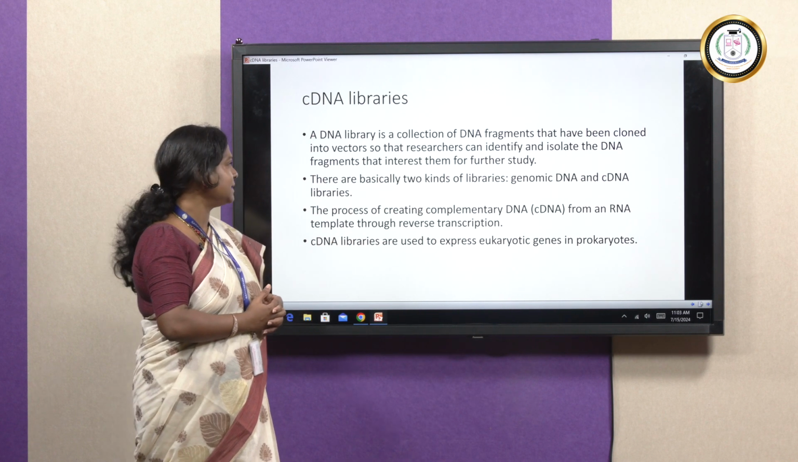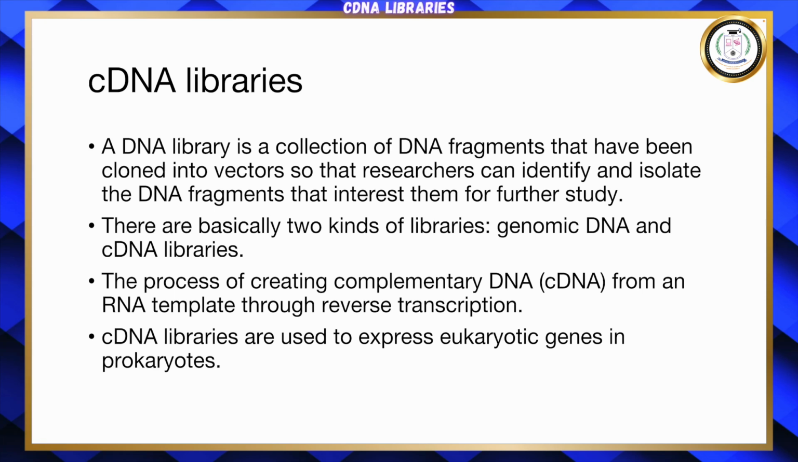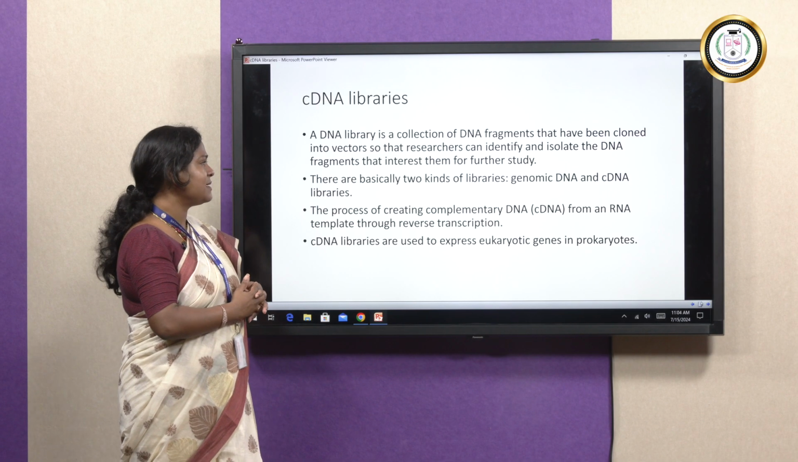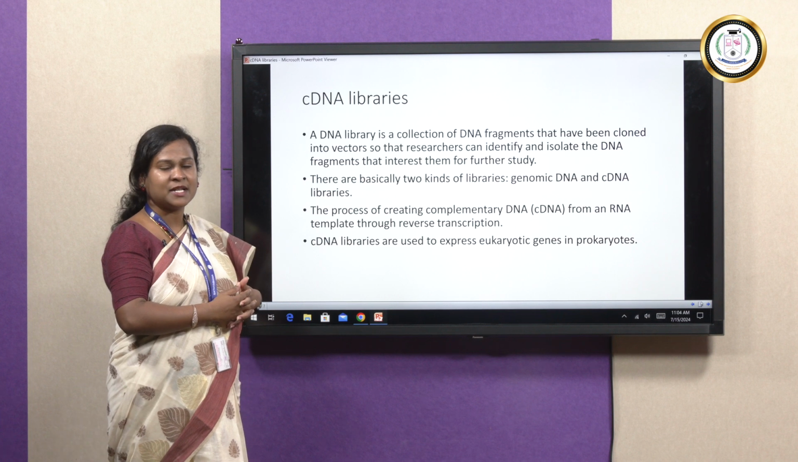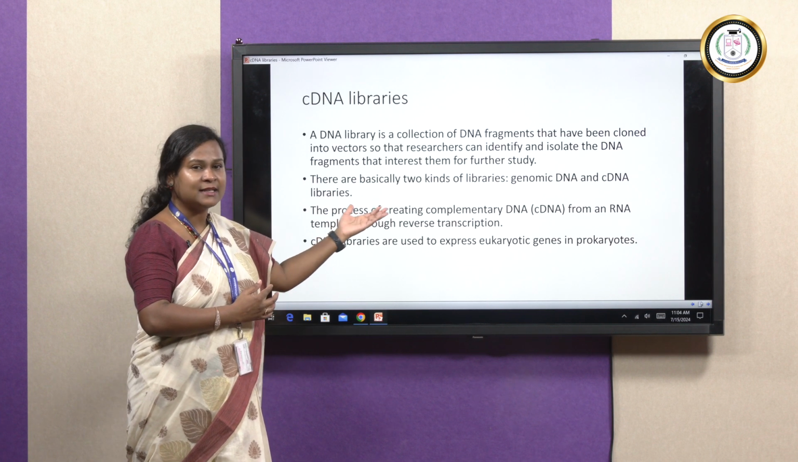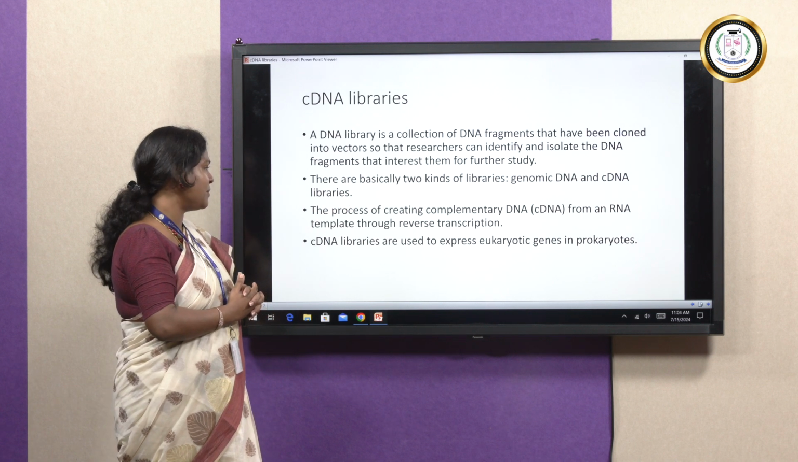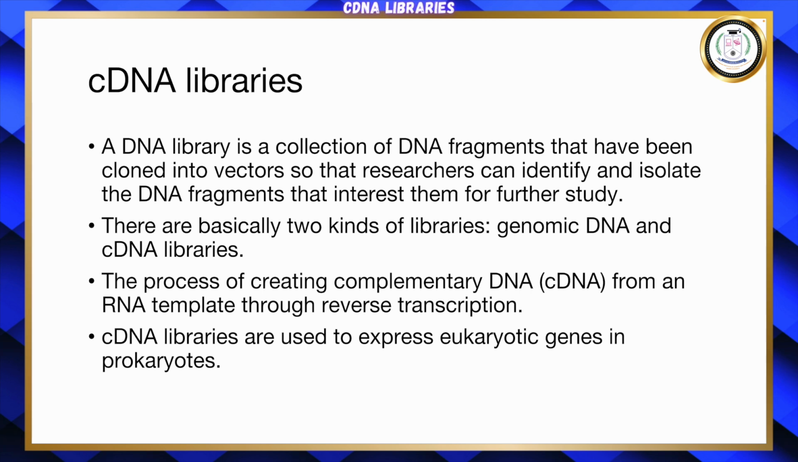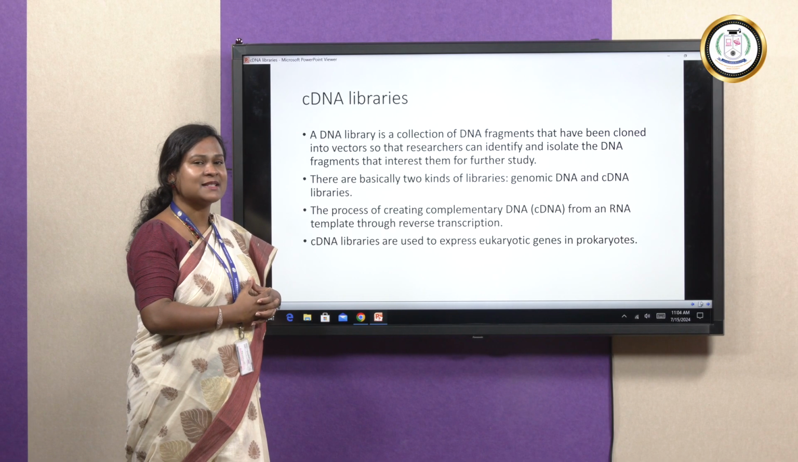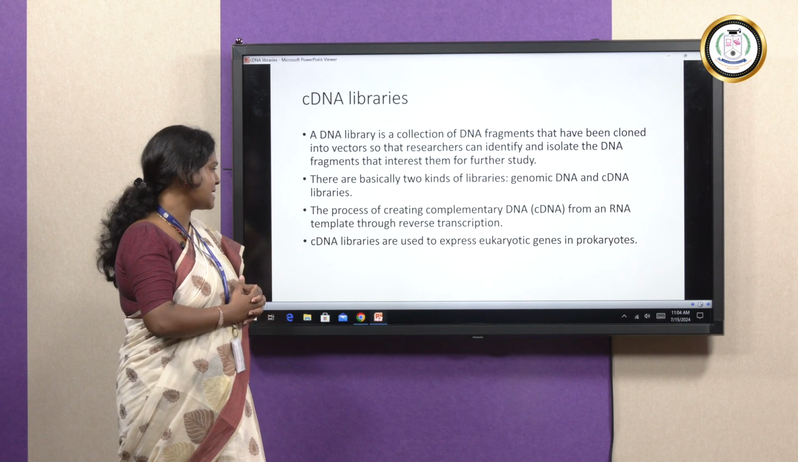So, for this purpose, we have cDNA libraries, which have a very predominant role to play in rDNA technology, cloning, as well as genetically modified crops or organisms. In order to make DNA libraries, we can use either genomic DNA or cDNA, which is synthesized from the mRNA. The process of creating complementary DNA from RNA uses reverse transcription and the enzyme reverse transcriptase.